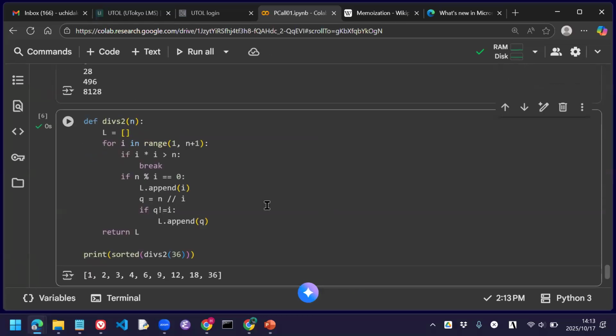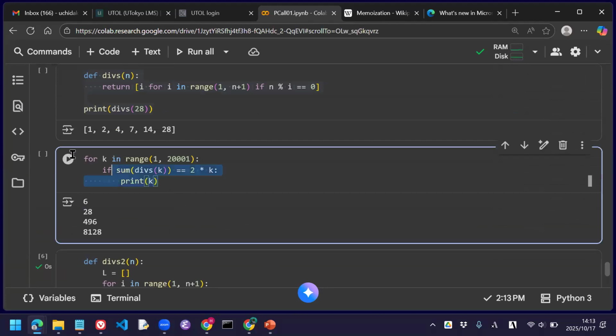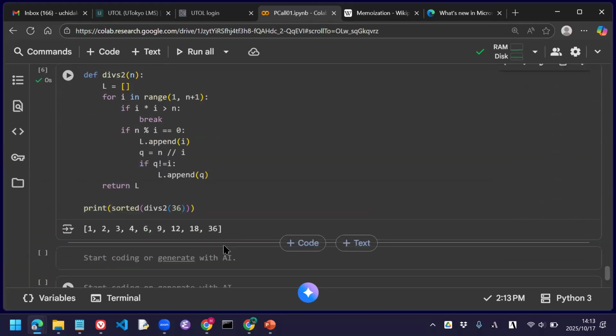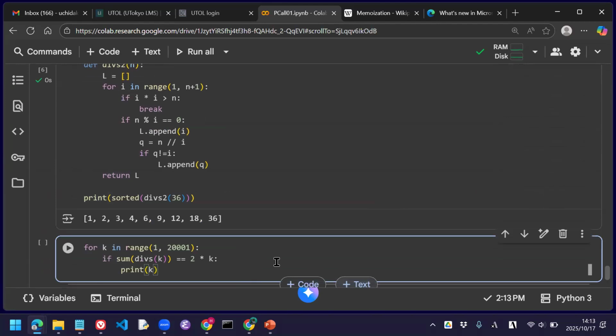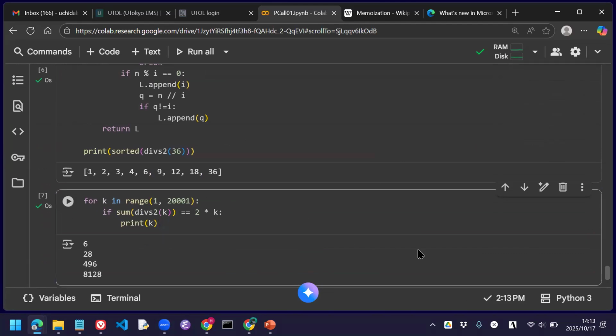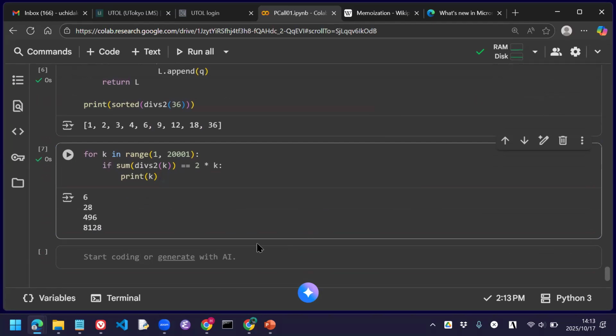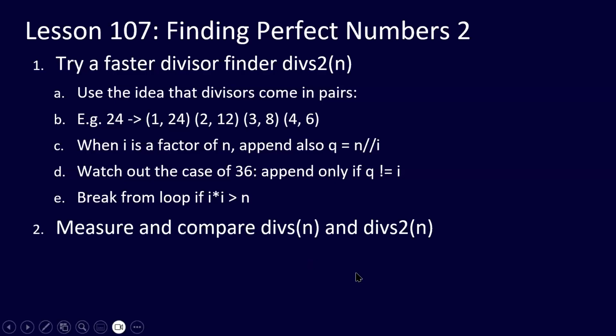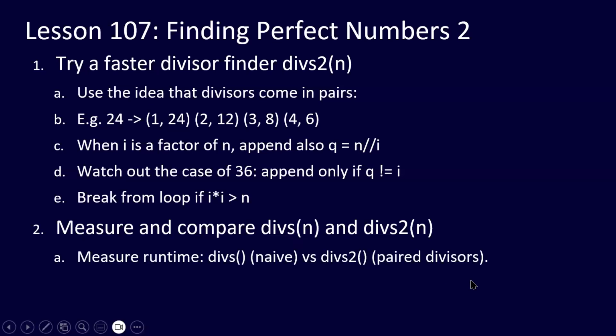So let's check this algorithm to see if it gives the same answer. Okay, the sum of divs2 is equal to the original k. Okay, let's check that and see how it works. Okay, good. It seems it was faster, right? So let's measure time and compare divs1, the original divs, and divs2.